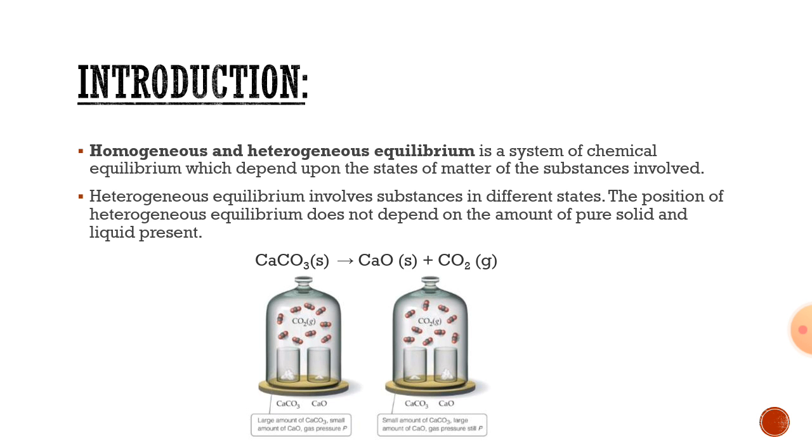Calcium carbonate is an example of a heterogeneous compound. When calcium carbonate reacts, it changes into calcium oxide and carbon dioxide.